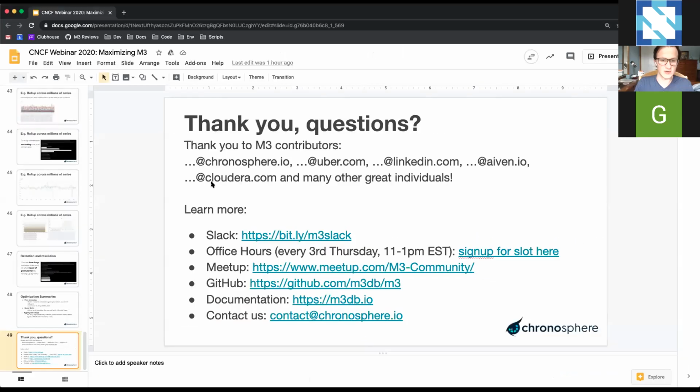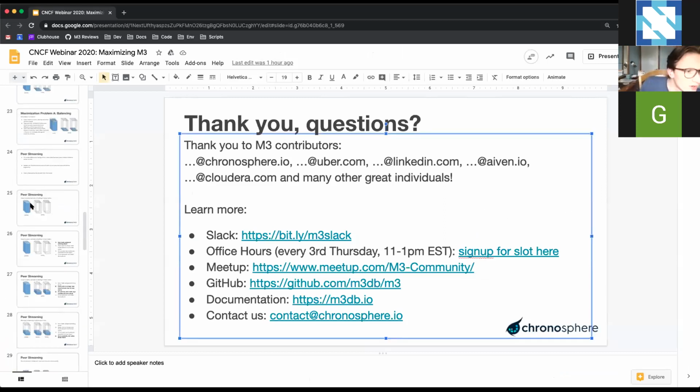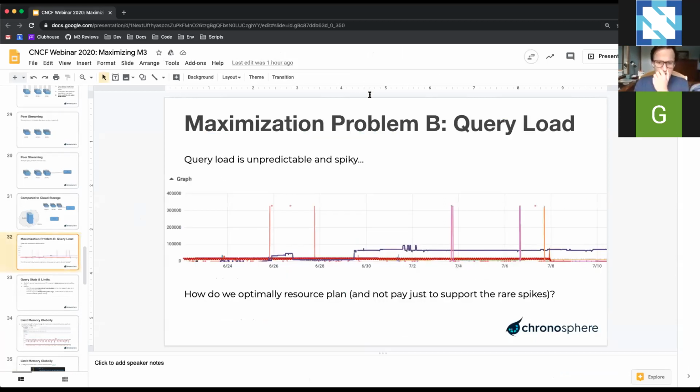Okay. Regarding maximization problem B, can you just scale up query nodes in a couple of seconds? Let me pull up that slide. Regarding maximization problem B, can you just scale up query nodes in a couple of seconds?